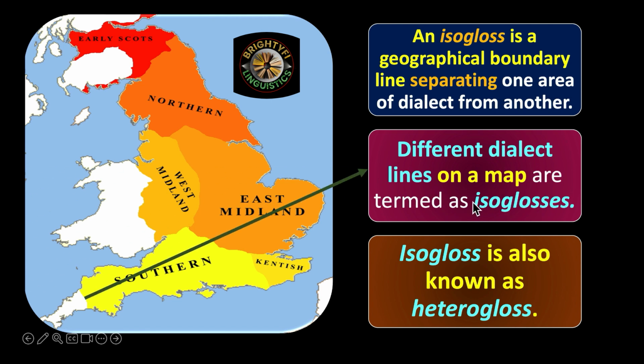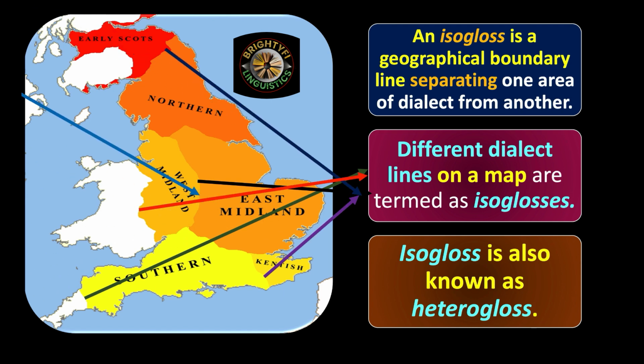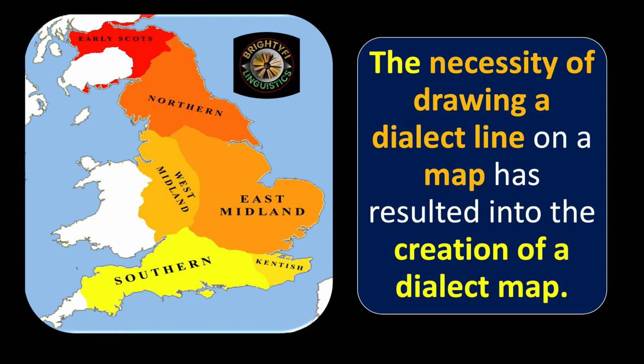Different dialect lines on a map are termed as isoglosses. How? Look at different lines, second line, third line, fourth line, fifth line, sixth line. What we notice is that we have different lines, and these different lines separating one dialect from another can also be termed as isoglosses. Thus we can say the necessity of drawing a dialect line on a map has resulted in the creation of a dialect map.